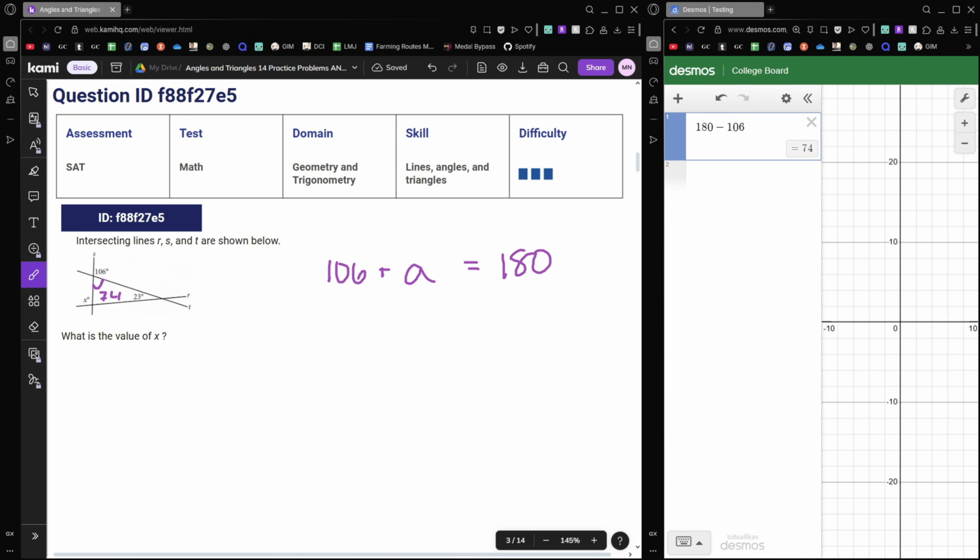Now to solve for angle X, we can use the exterior angle theorem. So once again, we're going to be looking at this right here. And the exterior angle theorem states that the two interior angles, so 74 degrees and 23 degrees, added together will equal angle X. So once again, 74 plus 23 is equal to X. And we get that X is equal to 97 degrees.